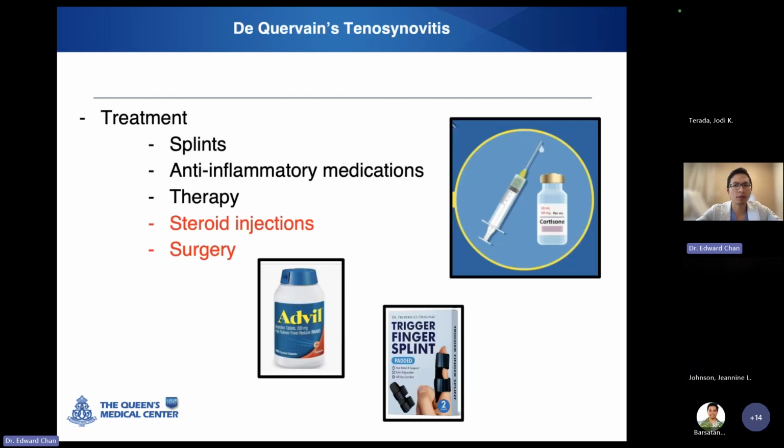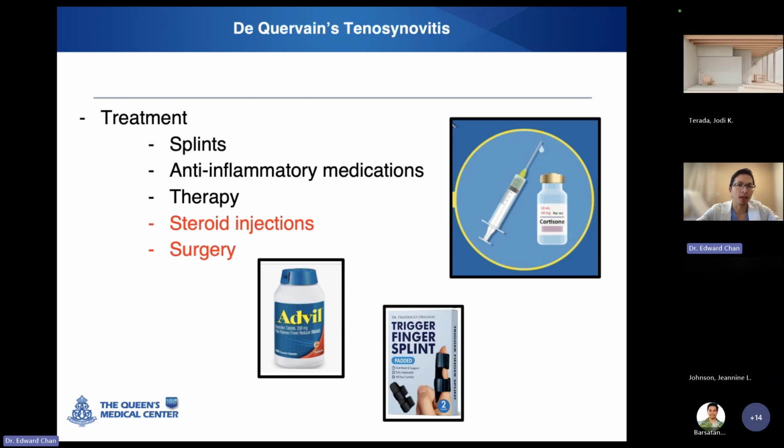And similar to trigger finger, the treatments are actually very, very similar. Again, splints are an option. And again, for many wrist conditions, I am a big fan of trying splints and braces. But the studies actually have shown for this condition, it's just not as helpful for some reason.